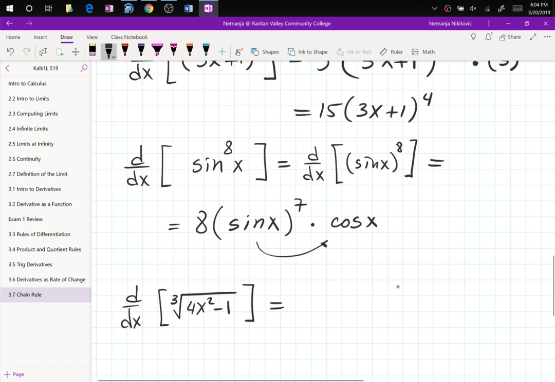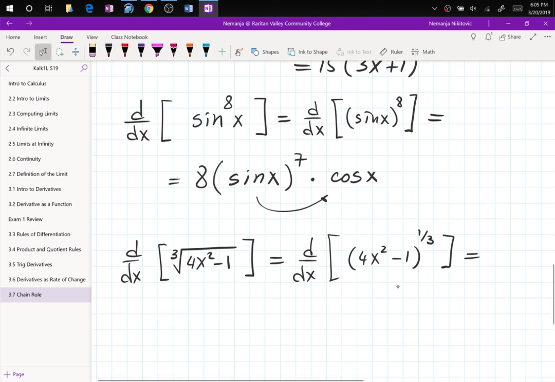This is the same problem as the two above. As soon as you rewrite this problem with the exponent 1/3, we don't care if the exponent is 1/3 or 8 or a 5. It's all the same, right? Drop it down, minus 1.